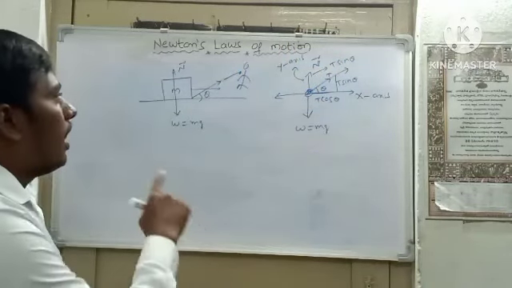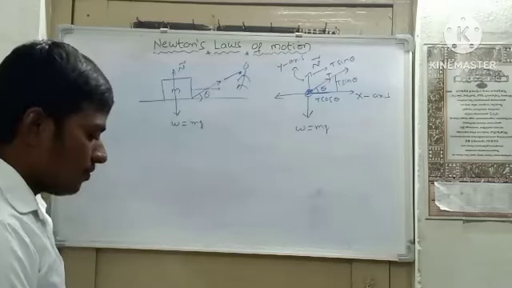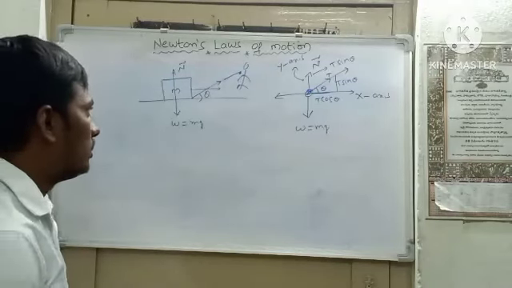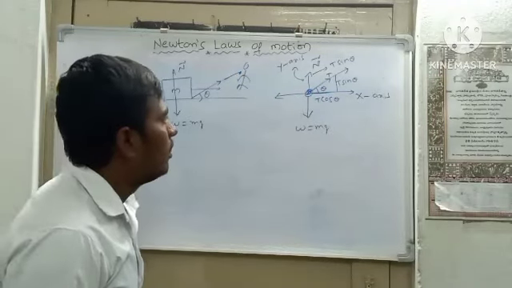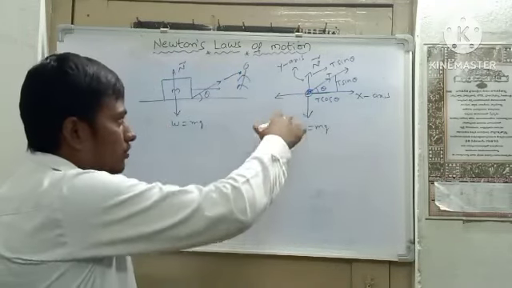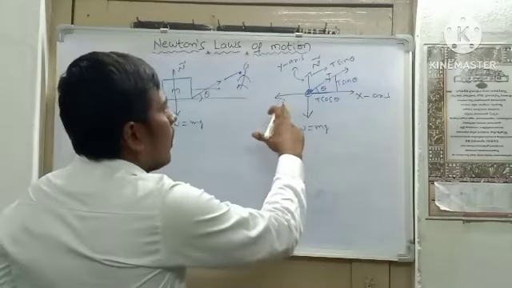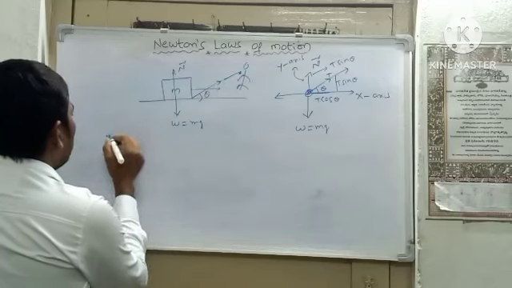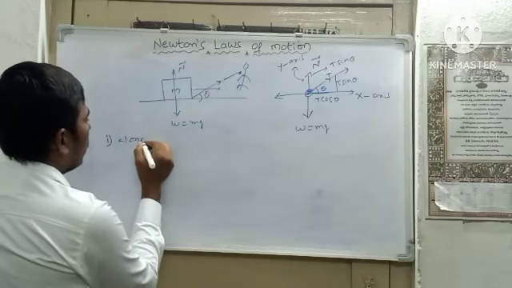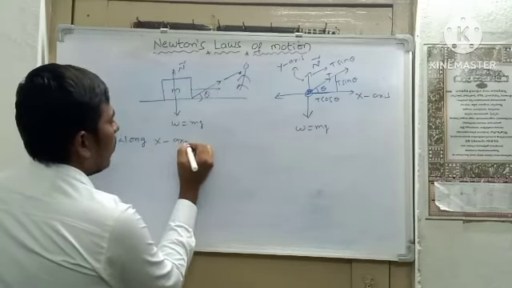And the gravitational force. So along the x-axis we are going to find out the forces. Along the x-axis, is any gravitational force working? There is no gravitational force. Gravitational force works downwards. Along the x-axis there is no gravitational force. So first case is along the x-axis.